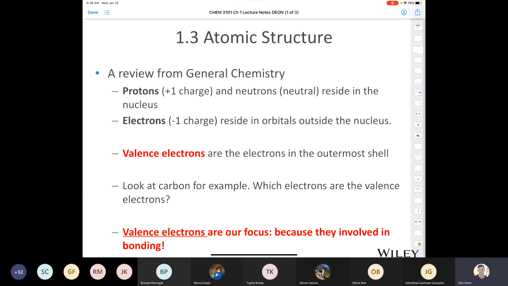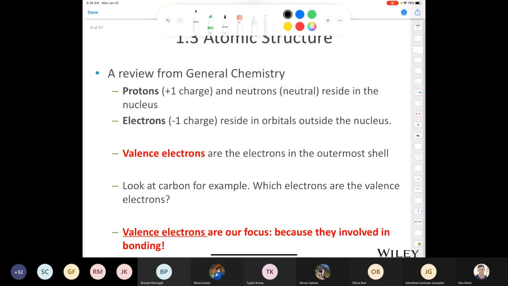You have to know what a valence electron is. Valence electrons are the electrons in the outermost shell. Look at the example of carbon. Which electrons are the valence electrons? Well, if we write out the electron configuration of carbon, it's 1s2, 2s2, 2p2. Which electrons are the valence electrons? Could anybody tell me?